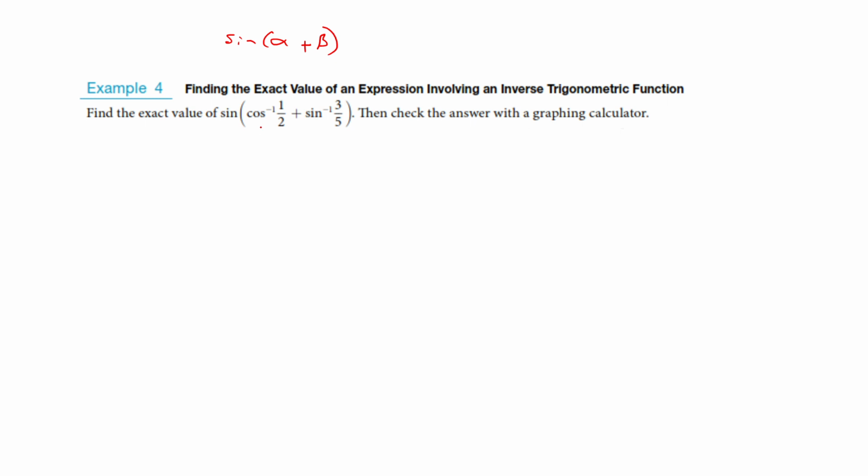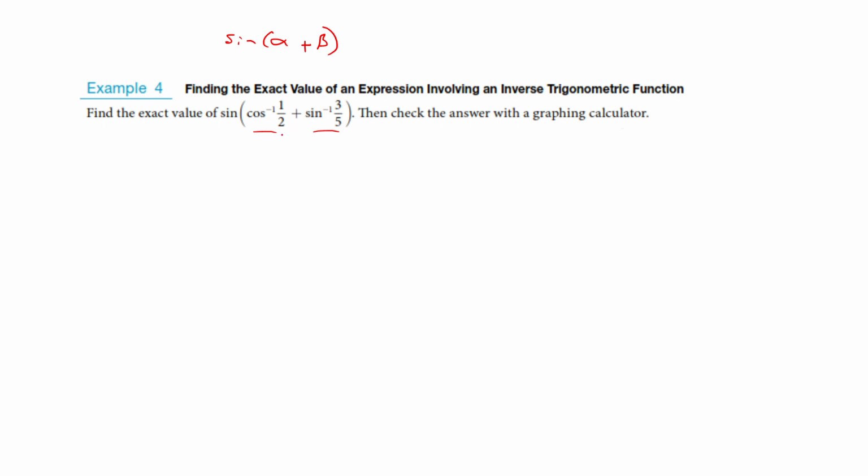So here's what we want to do. We want to work these backwards and find what those angles are. We want to find the angle that has this cosine of 1/2, and the angle that has the sine of 3/5. Once we have them, we can then use our sum formula, in this case the sum of a sine. So let's go ahead and get started with that.